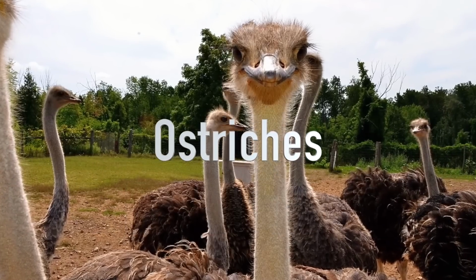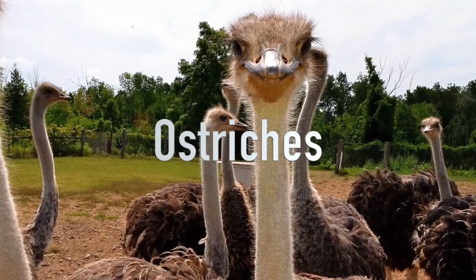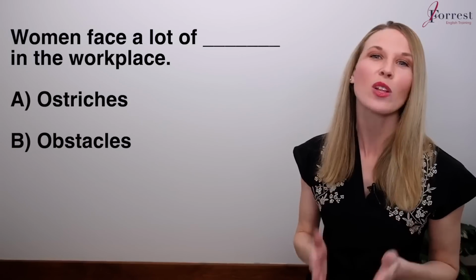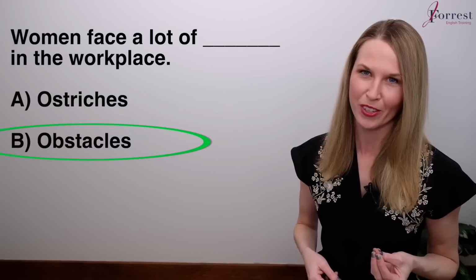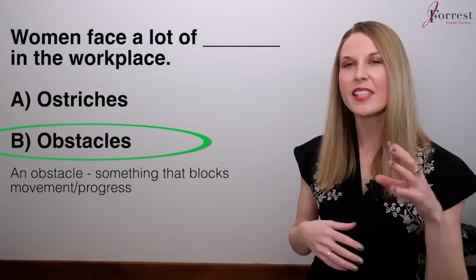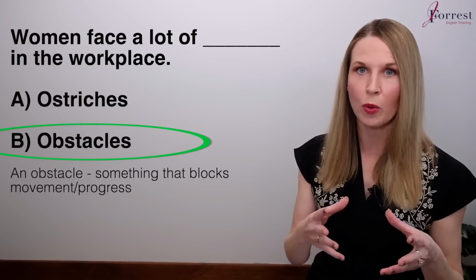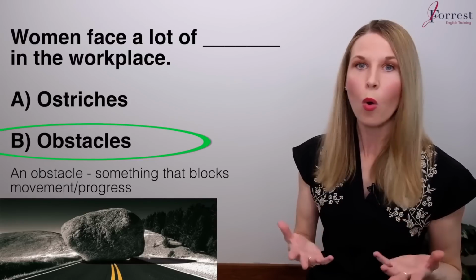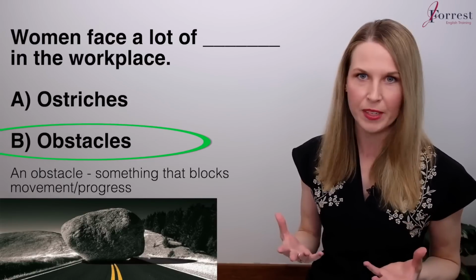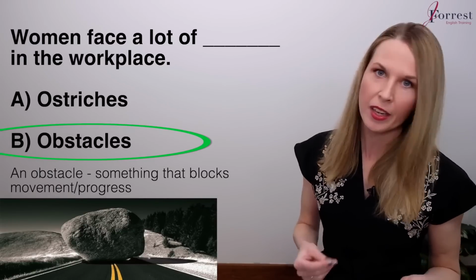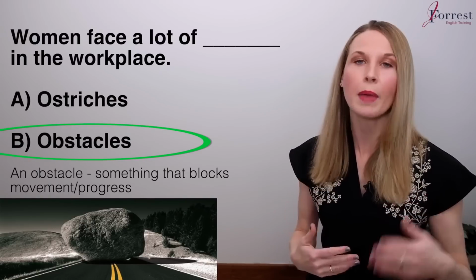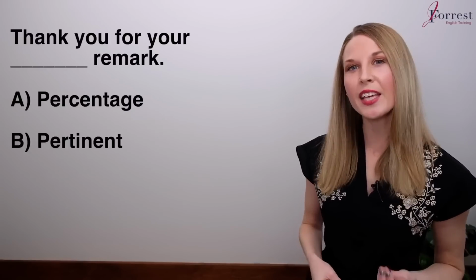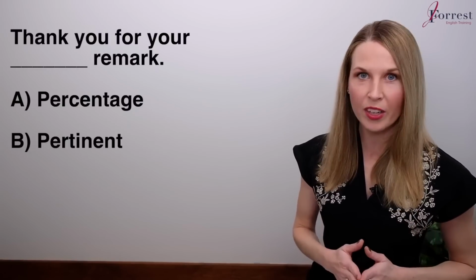Well, ostrich is a bird, so women don't face a lot of ostriches in the workplace. They face a lot of obstacles. An obstacle is something that blocks you, and it can be something physical like a roadblock, or it can be something non-physical like discrimination. So it's something that blocks you from making progress. That's an obstacle.